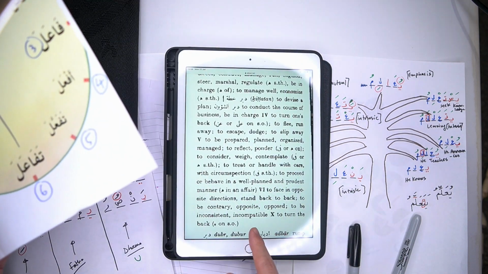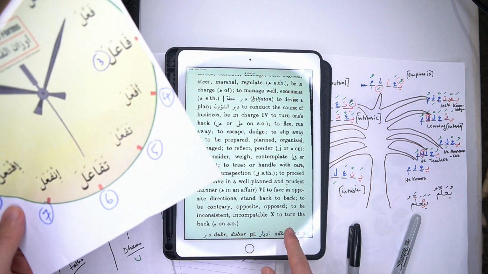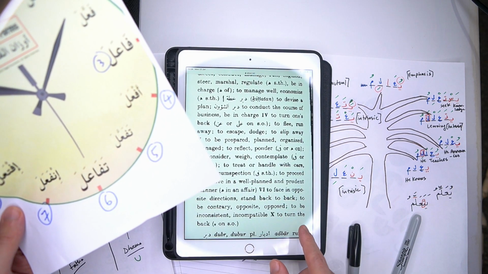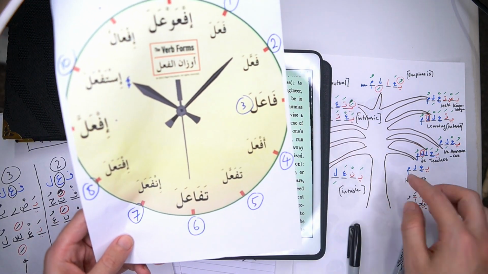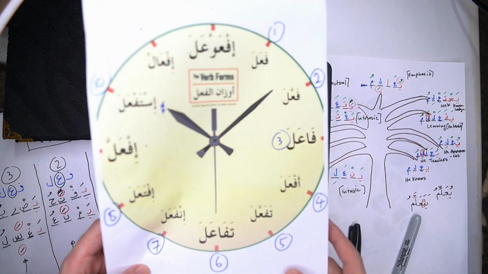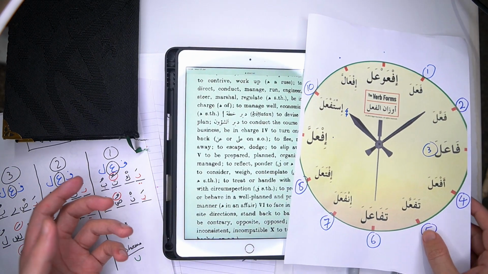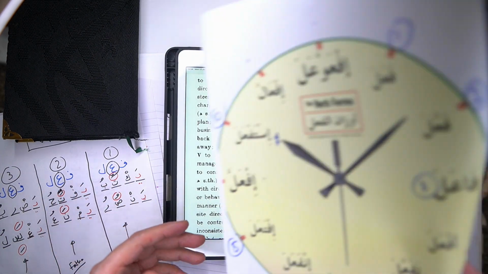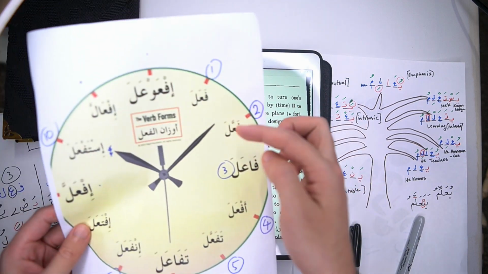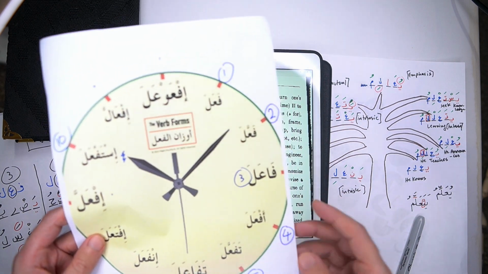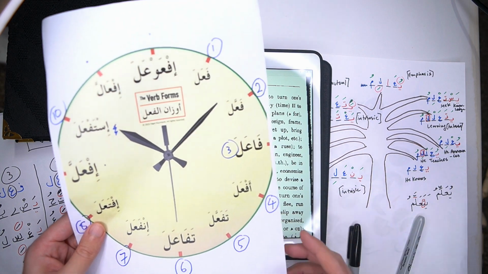Okay, let's see if there's any more. Finally, one more. X, which is 10. Istadbara. Yeah, to turn the back. So notice here you've got more usages of this pattern. So like I said, any verb that you look at, for example in the Quran when it said yudabbiru, yudabbiru follows the second pattern. And in the second pattern, to make arrangements, to make plans, that's what it means in the ayah. So yudabbiru al-amr, Allah arranges things, arranges matters and affairs, from the sky to the earth.